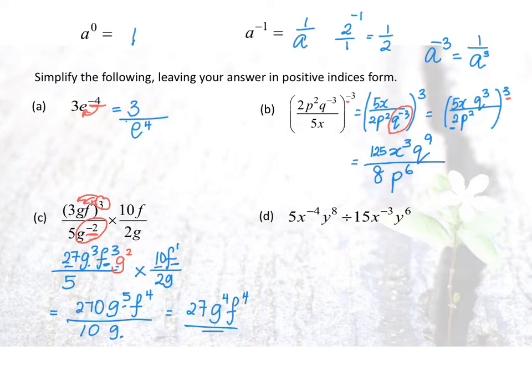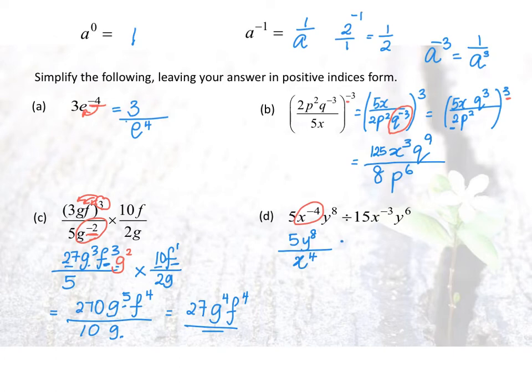Next question. D. 5 x to the power of negative 4 and y to the power of 8. What do we need to do to x? We need to move x. So x has a negative power. It will now shift down to the denominator. So we'll have 5 in my numerator, y to the power of 8 in the numerator, over x to the power of 4.